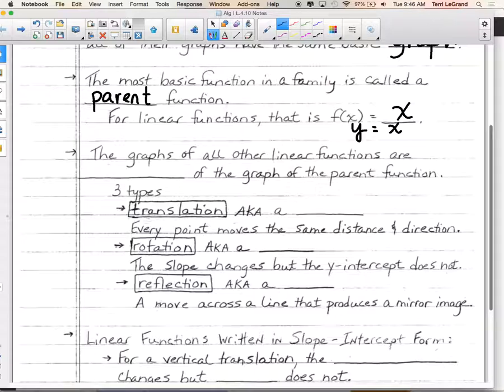So tell me something about that. What would we expect that parent function to look like on a graph? Where would it cross the y-axis? At the origin. Because the b value is what? 0. Tell me something else about it. Would it rise from left to right? Would it fall from left to right? What would it do? It would rise from left to right. Okay, at what rate? Constant rate of what? Of 1. So as you rise 1, you would run 1.